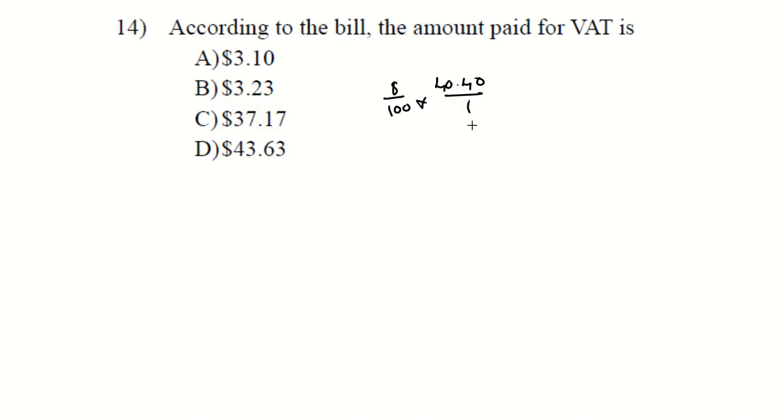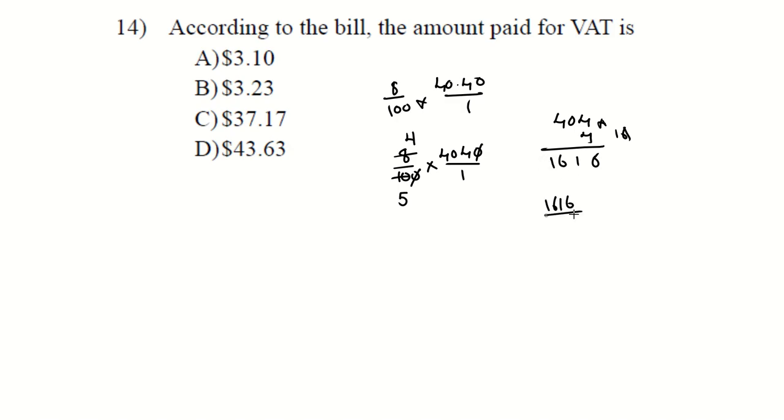When you are multiplying decimals in general, we like to remove the decimal point. So it'll be 8 over 100 multiplied by 4040 over 1. When we find the answer, we'll shift back the decimal point, right? So you cross the 0, cross the 0. You say 2 into 8 is 4, 2 into 10 is 5. Then we multiply 404 by 4. 4 fours are 16, so it will be 16 divided by 5.